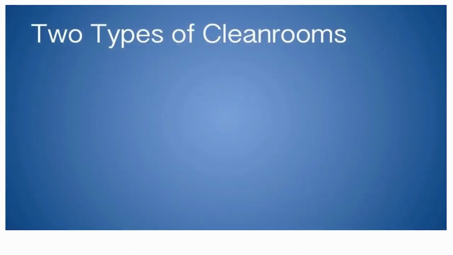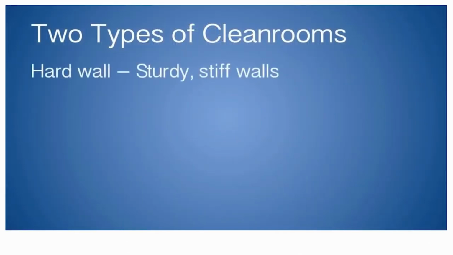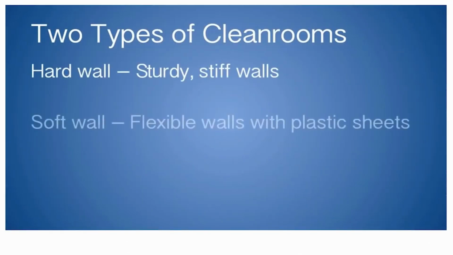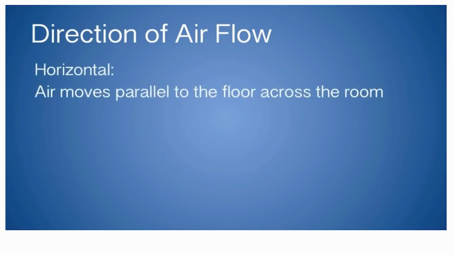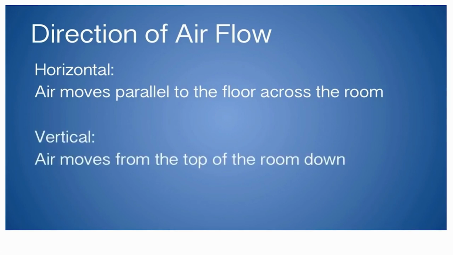There are two different types of clean rooms. Hard wall clean rooms have sturdily constructed, rigid walls. Soft wall clean rooms have flexible walls, such as plastic sheets or strips. Hard wall clean rooms are typically cleaner than soft wall, but the processes to avoid contamination are similar in both. Clean rooms can also be classified by the direction of the airflow. Some clean rooms have horizontal airflow, in which the filtered air enters at one wall and exits through an opposite wall. Vertical flow clean rooms provide filtered air from the ceiling, and the air flows downwards towards the floor.